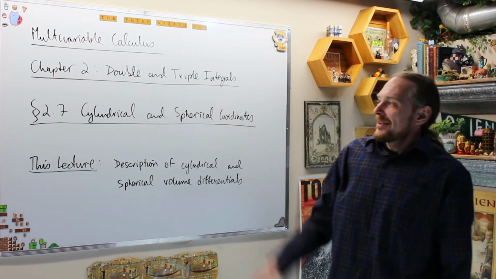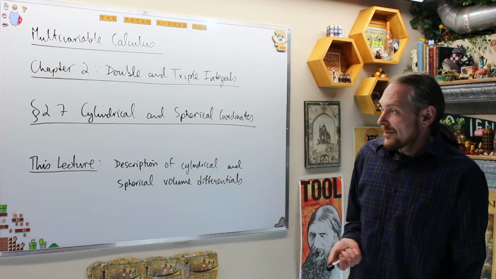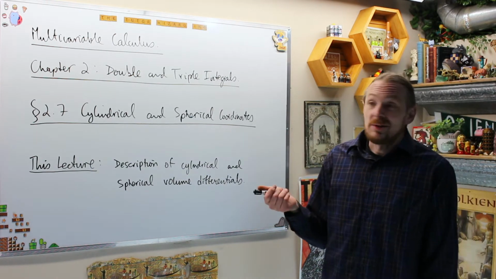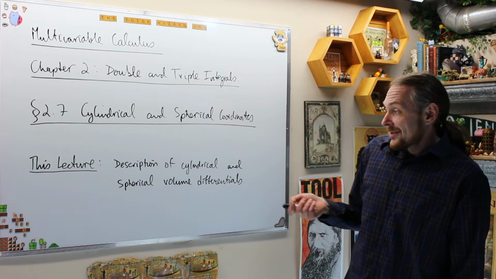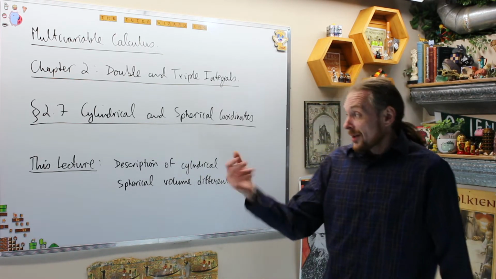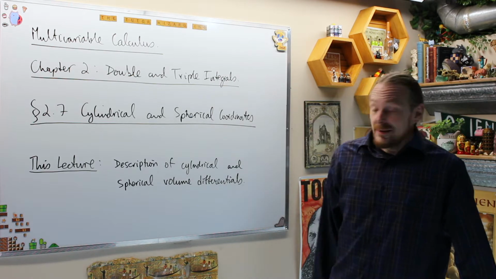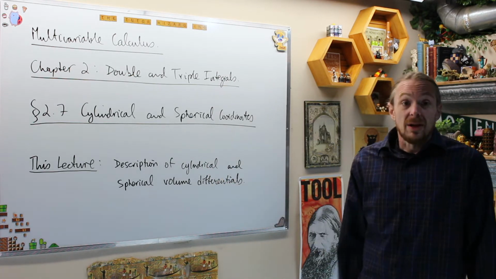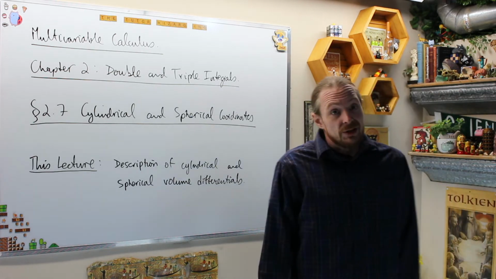We're doing multivariable calculus. Chapter 2 is double and triple integrals. Specifically, now we're going to do 2.7, which is phrasing these triple integrals in cylindrical and spherical coordinates. In this lecture, we're going to focus on what it looks like to describe objects in 3-space using cylindrical and spherical coordinates, and then we're going to look at the cylindrical and spherical volume differentials. And they change. Let's do it.